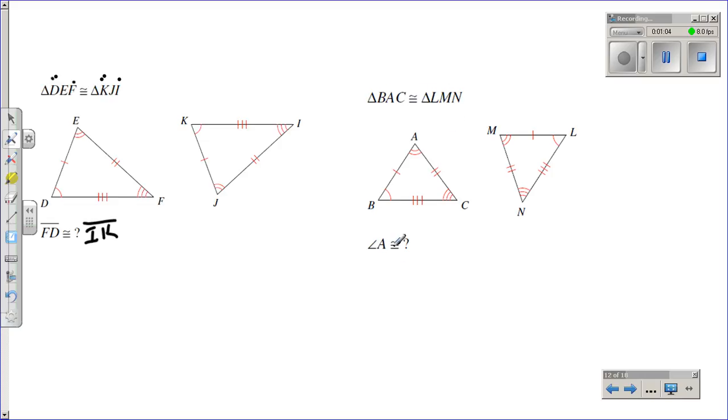Look at this. This says angle A. It tells you right here that triangle BAC is congruent to triangle LMN. These two are congruent, and then it says A is the same as what? Well, A is the middle, and M is in the middle. So angle M would be the one that is congruent.